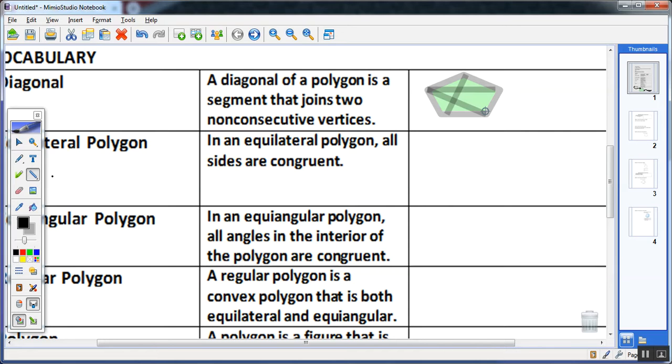If you did all of them, it would make a star. Off of each vertex, how many diagonals could you have? Two. Okay, and we'll talk about that here in a little bit.